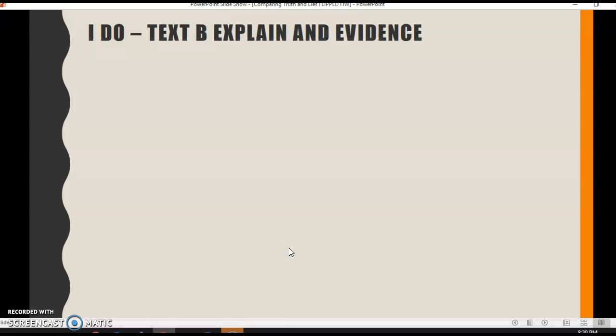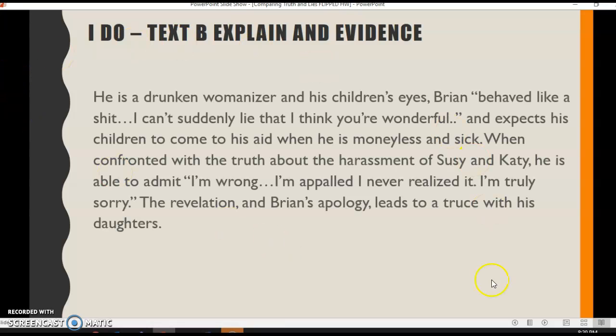Okay, I do text B. So this is my example when I'm talking about text B. He, Brian, is a drunken womanizer, and in his children's eyes, Brian behaved like a shit, and expects his children to come to his aid when he is moneyless and sick. When confronted with the truth about the harassment of Susie and Katie, he is able to admit, "I'm wrong, I'm appalled, I never realised it. I'm truly sorry." The revelation and Brian's apology leads to a truth with his daughter. And I can see some grammar errors in this one.